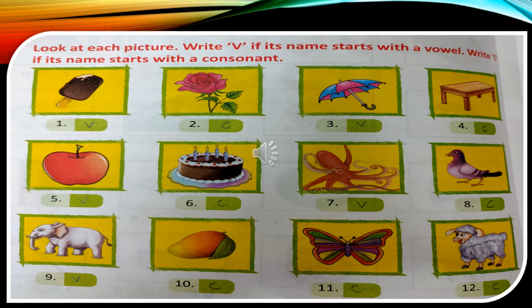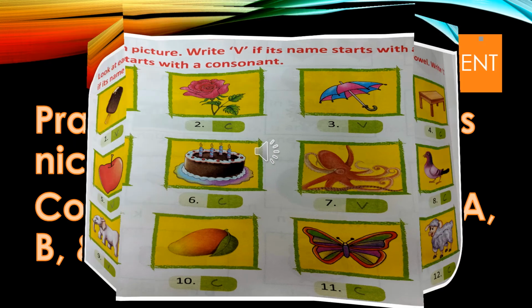Then 9th picture is of elephant, E is a vowel, so we have written V. 10th picture is of mango. Mango starts with M, so this is a consonant and we have written C. Picture 11 is of a butterfly. B is a consonant, so we have written C. And 12th picture is of sheep. S is a consonant, so we have written C.